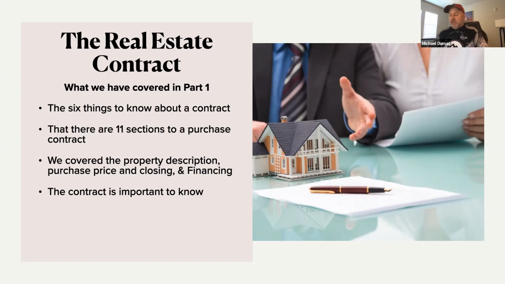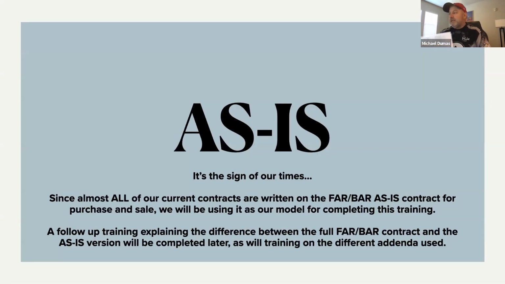And today, you're going to be shocked because there's a couple of things in the contract which I guarantee you're not doing or you didn't know because you didn't read it closely. And we're going to discuss those today, and it's probably going to change the way you do business a little bit. So let's keep going. Again, we're using the as-is contract because that's the contract that we use in our area right now. It's pretty much the same as the FAR/BAR regular purchase contract, but there are some differences, and one of those will be discussed today.